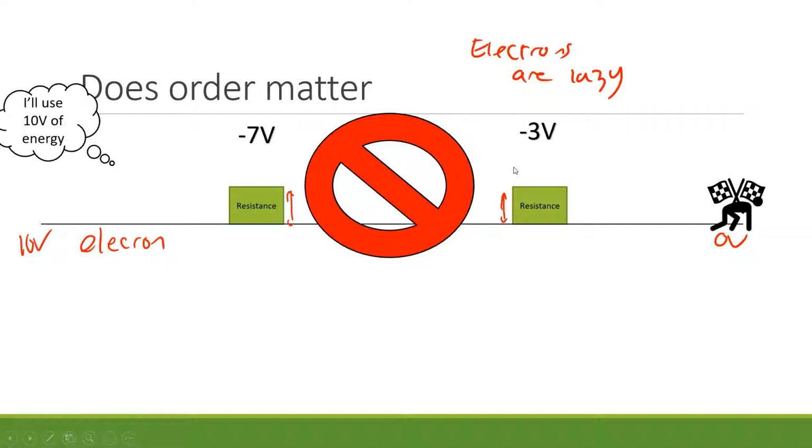Isn't it 5 and 5? Yeah, it's close. Yeah, well, I'll show you what I mean. In this example here, you would be right. You could spend 5 volts if you had 10 volts, but I'll show you.